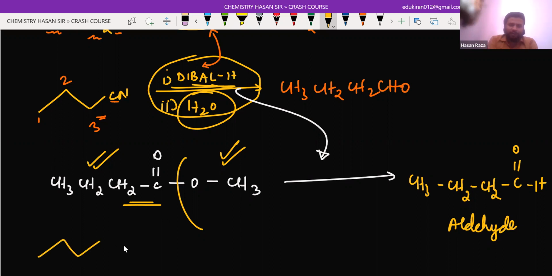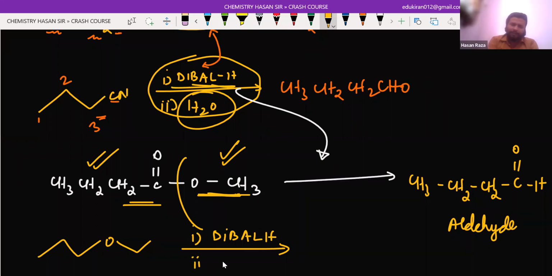Before changing the slide, I'm going to give you a question. Please use this DIBAL-H. The byproduct always goes with the lower one. So we don't take the alkyl group which has a lesser number of carbon. Please do let me know the name of the product.